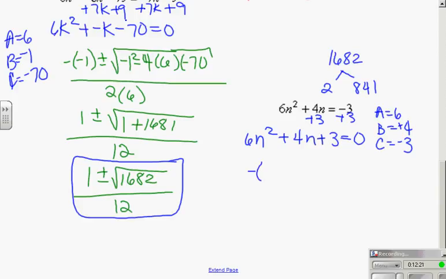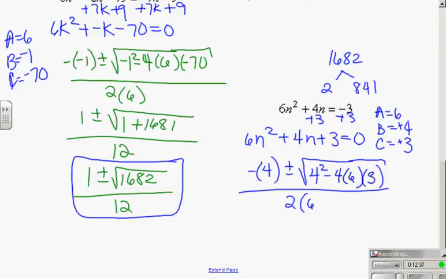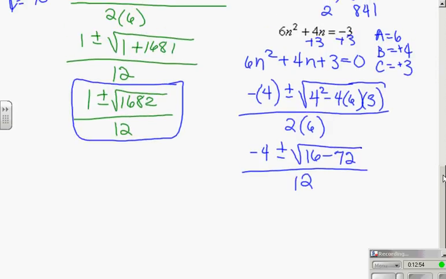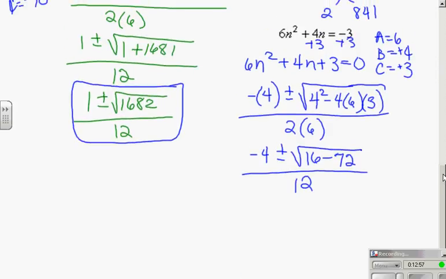So the opposite of b plus or minus the square root of b squared minus 4 times a times c, all over 2a. So I have negative 4 plus or minus the square root of 16 minus 72, all over 12. And this is an example of where you then have an interesting occurrence.